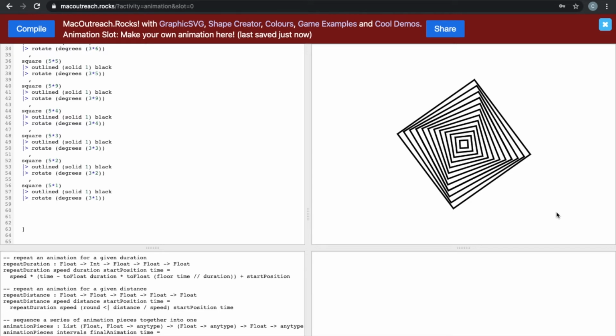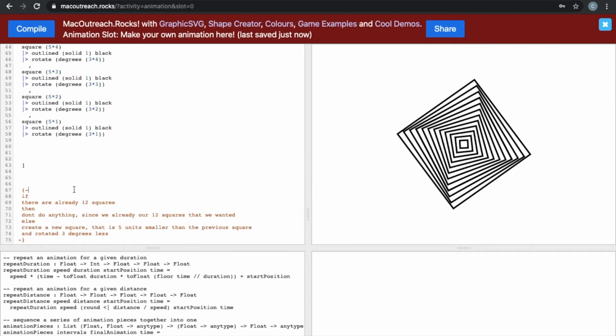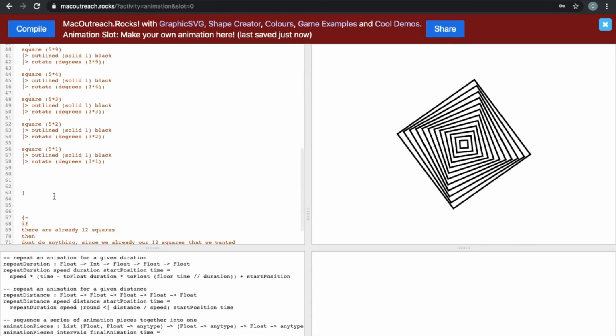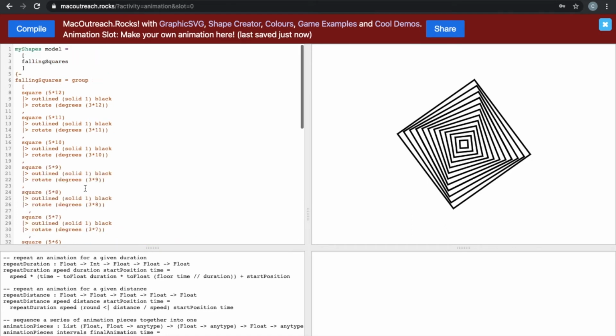With recursion, we're going to want to create some sort of statement along the lines of, if there are already 12 squares, then don't do anything, since we already have the 12 squares that we needed. Else, create a new square that is 5 units smaller than the previous square, and rotate it 3 degrees less. So let's go ahead and comment that out in order to help us write our actual if statement, and let's comment out the super tedious function as well to help us write our recursive function.